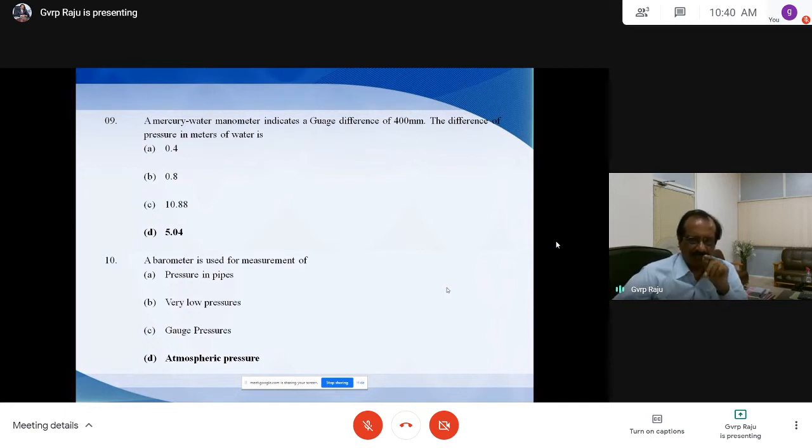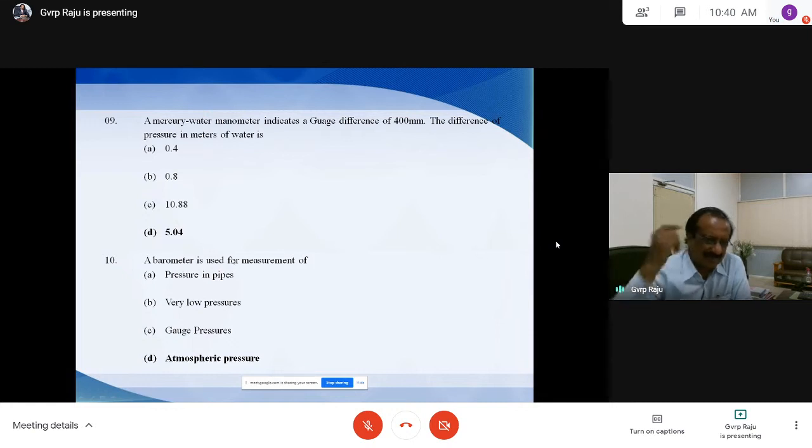So the 400 mm multiplied by S2 by S1 minus 1. S2 is 13.6, S1 is 1, minus 1, so that is 12.6. So 400 into 12.6. Because he has asked in meters of water, convert 400 mm to meters: 400 into 10 power minus 3, so this is 0.4. So 0.4 into 12.6 is 5.04 meters of water.